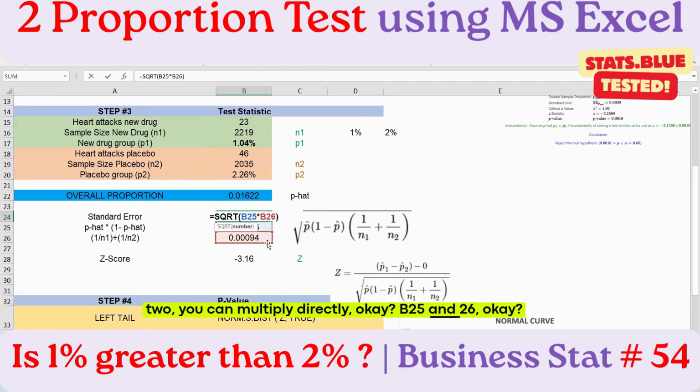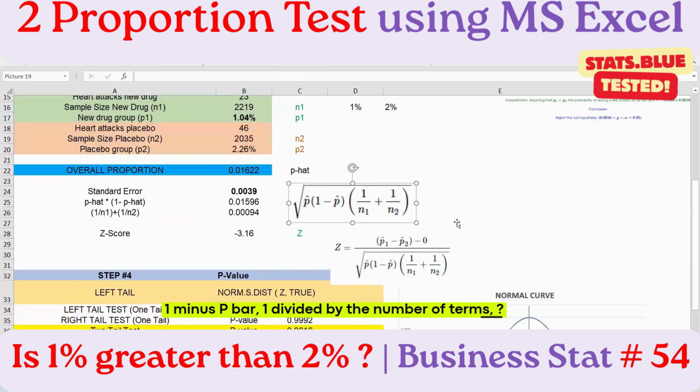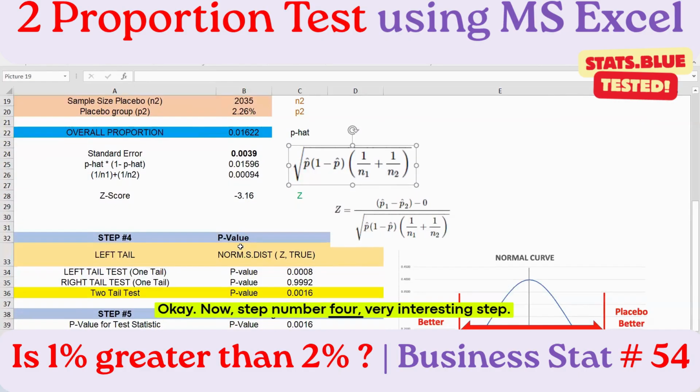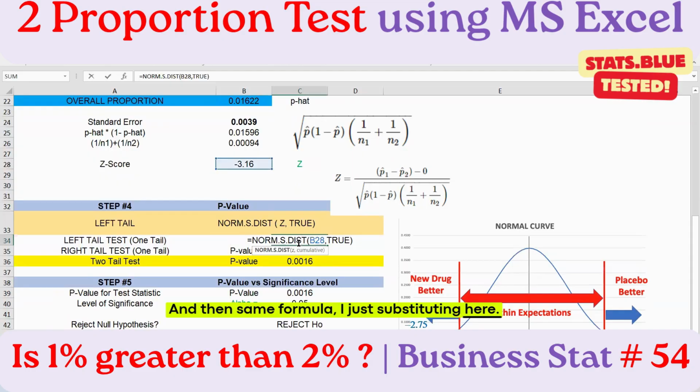Okay, B25 and 26. So 25 and 26 you can directly calculate, and you know how to calculate using this formula: square root of p bar 1 minus p bar 1 divided by the number of terms. Right? Now step number 4, a very interesting step. We can use this formula, the normal standard distribution z value. Then the same formula I'm just substituting here. Here I got the z value. So this is the z formula, and we got the z value. And using this formula, I'm just applying it here.